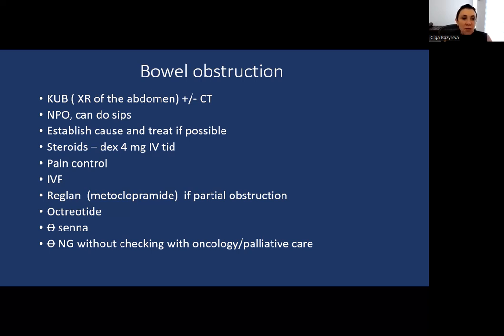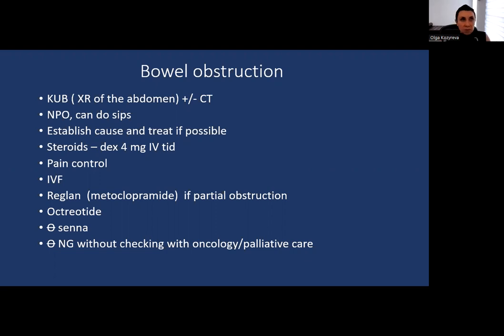We frequently use steroids because steroids decrease inflammation, and it's safe when we use them short term. It can be done with dexamethasone IV several times a day. Pain control, if it's associated, because frequently they have pain, can be done, usually with parenteral opiates. IV fluid is essential. We give Reglan, metoclopramide IV, if the patient has partial obstruction. Usually, if it's a complete obstruction, it's not needed and can cause more pain. Sometimes we use octreotide, a short-acting somatostatin analog, for bowel obstruction. There is data.